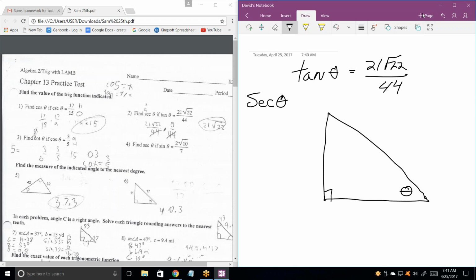Opposite would be 21 root 22. And adjacent would be 24. Okay. Now that's going to allow you to figure out the hypotenuse. What's the hypotenuse? My hypotenuse would be, like, use the Pythagorean theorem.